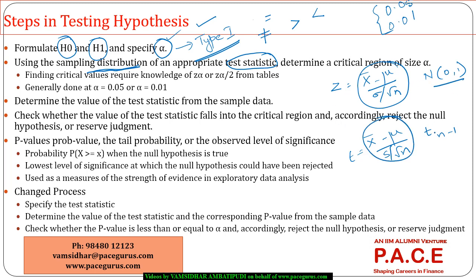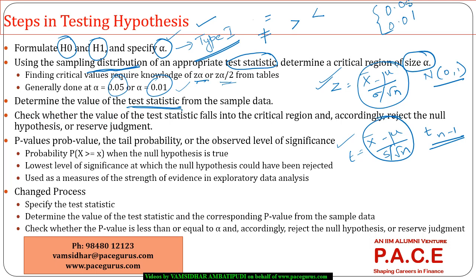These are the sampling distributions that are associated with the test statistic, and I also need to find out the critical region of size alpha with respect to these sampling distributions. So for finding out the critical values, depending on whether it is one tail or two tail, I need to have an understanding of z alpha or z alpha by 2. And for many real world problems, we talk about alpha being either 5% or 1%. So most of the time, for all these test statistics, the values are tabulated in the statistical tables, which we can directly use for simplification.